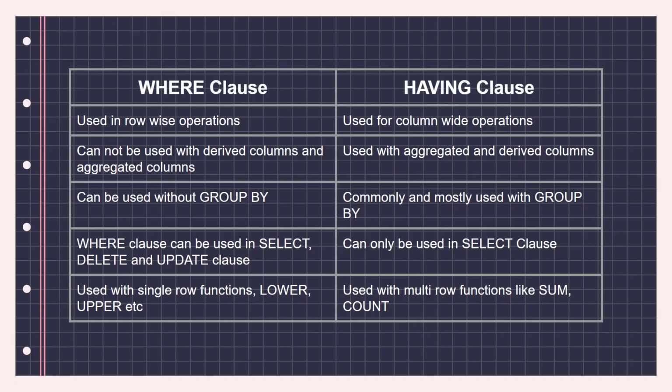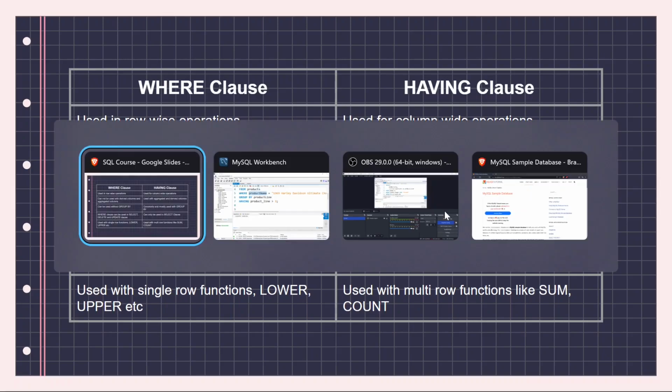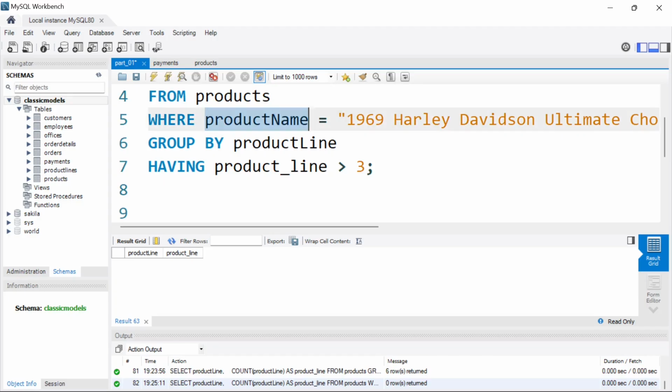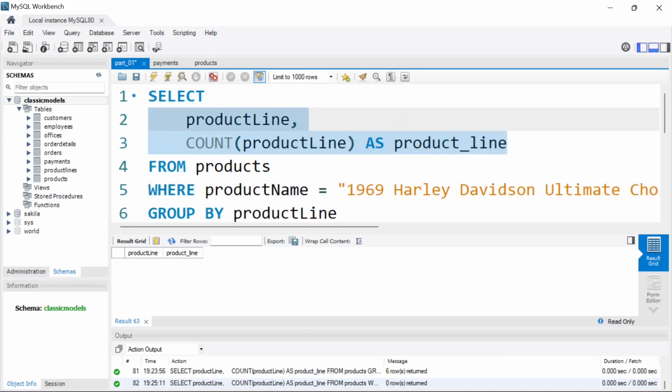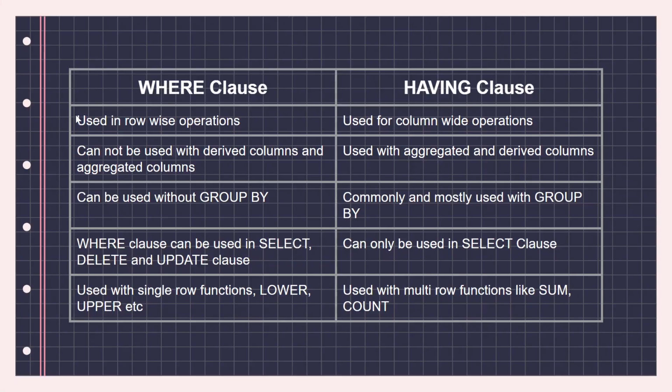But whenever you're using the having clause, make sure that the column you're trying to use with it is from the list of selected columns, from this list of columns right here. Whereas the where clause doesn't have to be from there.